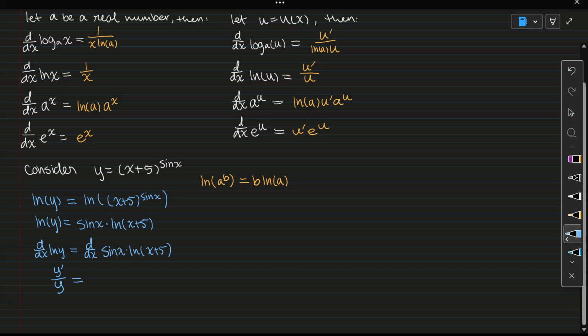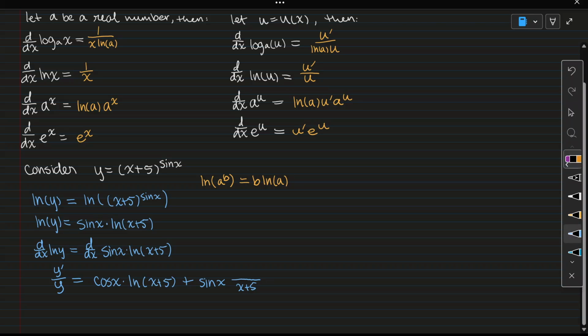And then for my right-hand side, I can use the product rule. So the derivative of sine x will be cosine x times ln of x plus 5, plus sine x times the derivative of ln of x plus 5, which is similarly going to be x plus 5 in the denominator, using this formula here.